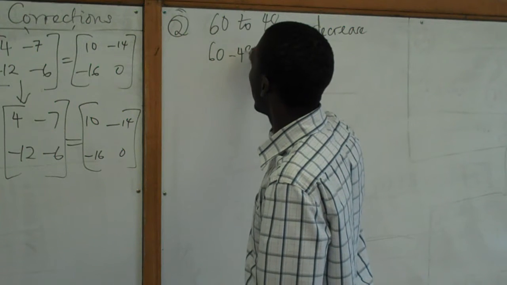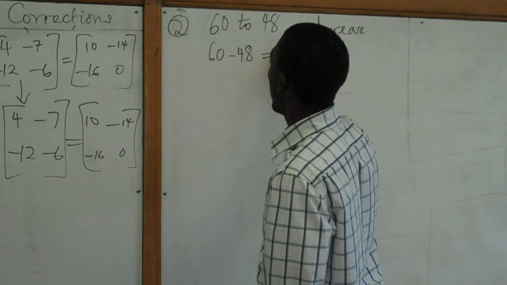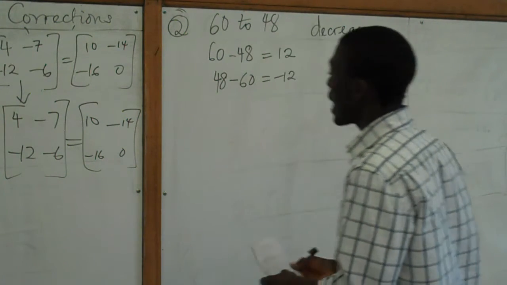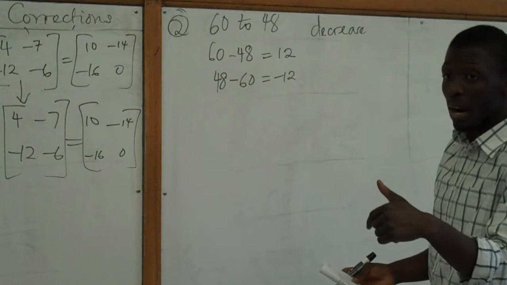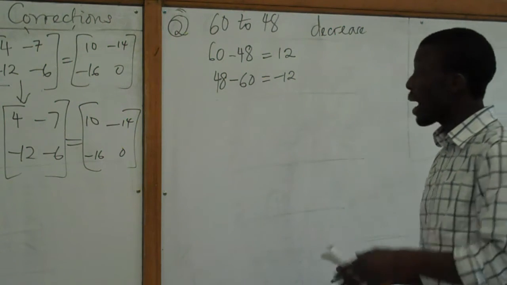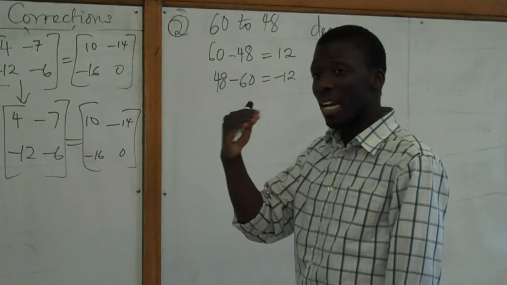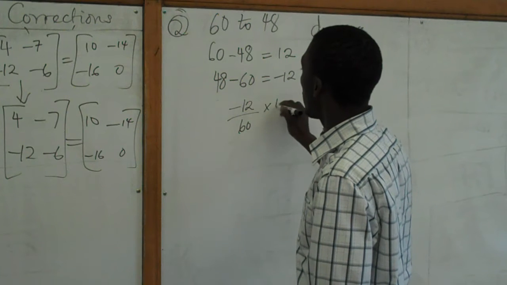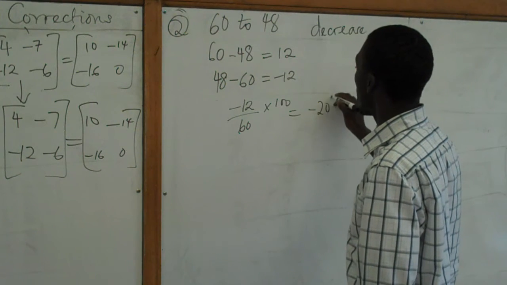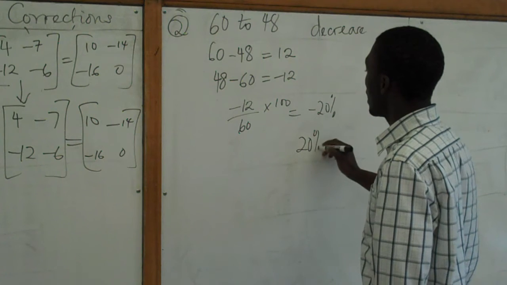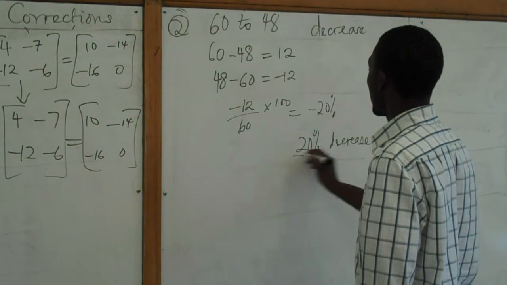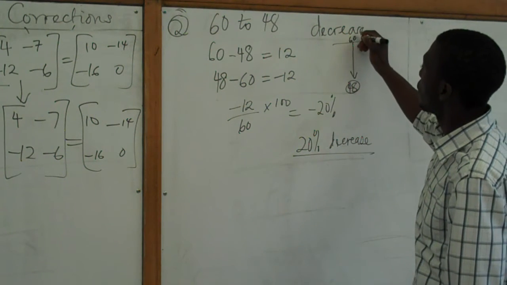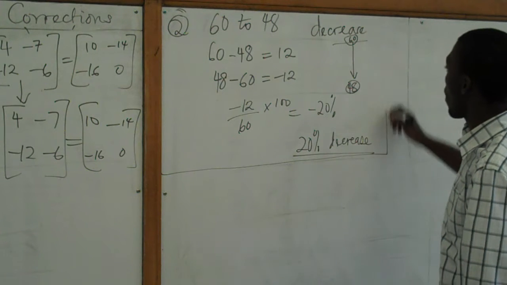60 minus 48 is 12. 48 minus 60 is negative 12. If we take the difference between our new price and our old price and divide it by our old price times 100, we get a negative percent, a decrease. So negative 12 over 60 times 100 gives us negative 20%. Essentially, a 20% decrease is what I expect to see. There's a decrease from 60 down to 48. That's all I needed from that problem.